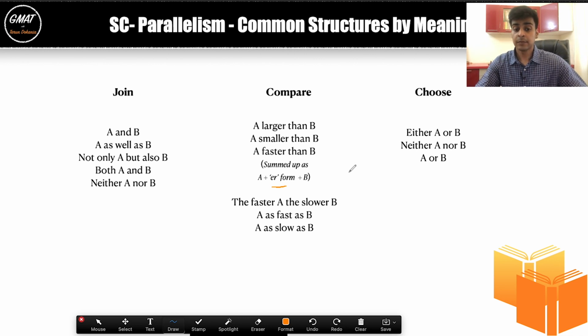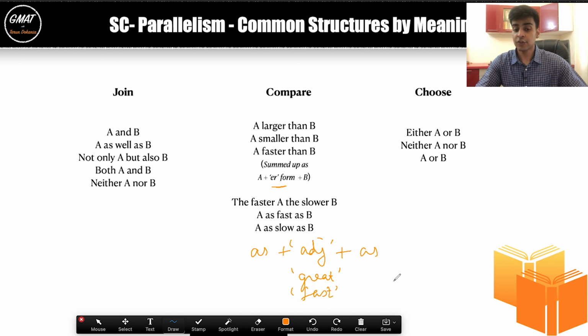And now this, as fast as, as slow as, is again as plus an adjective plus an as. And that again becomes a comparative, right? You can use any adjective in the middle. Great, powerful, use what you want here as an adjective, right? And again it becomes a comparative parallel construction.